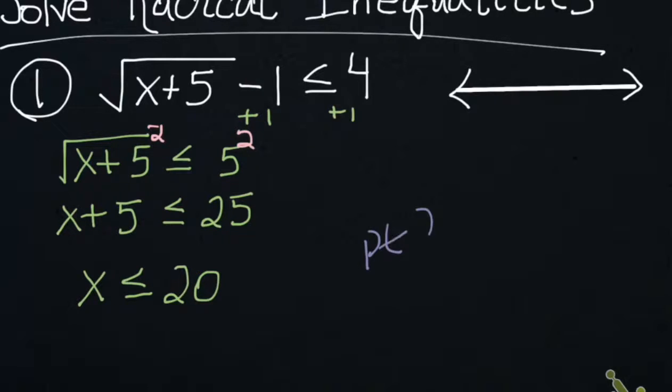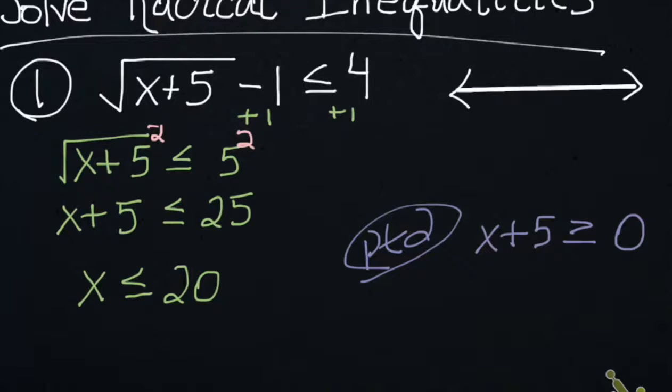So we have to do part 2. Part 2, I take the stuff inside the radical, x plus 5, and set it greater than or equal to 0. Now we just solve for x. So I would subtract 5, leaving x greater than or equal to negative 5.